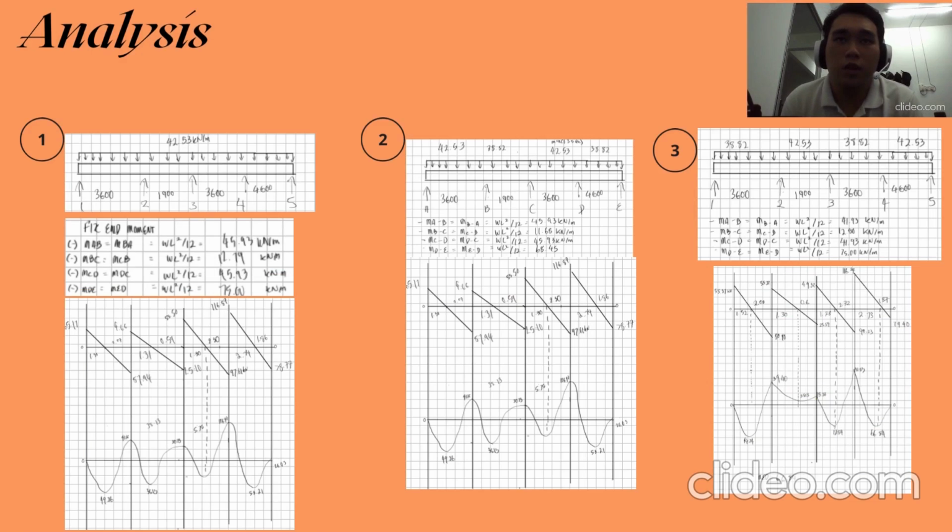So I'm going to talk about the analysis, which we have three cases study. The first case is the maximum, and the second case has maximum, minimum, maximum, minimum, and the next case is minimum, maximum, minimum, maximum. And this one is to determine the maximum for the SFD and BMD for each span.